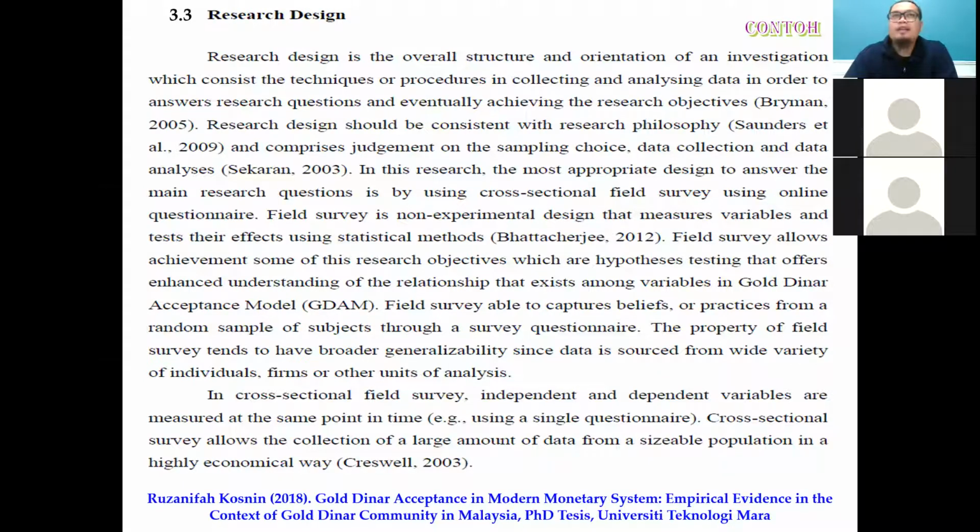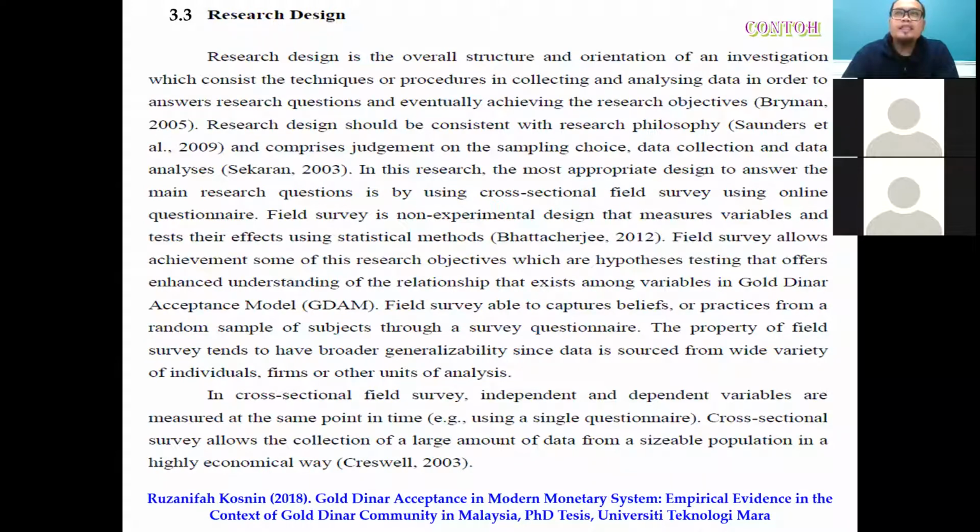We know that in quantitative research you have two, experiment and non-experiment. When you read books that mention quantitative research methods, the keyword is non-experiment. Non-experiment represents survey. This one is from Bataji, who is also a management scholar. Field survey allows achievement of this research objective.